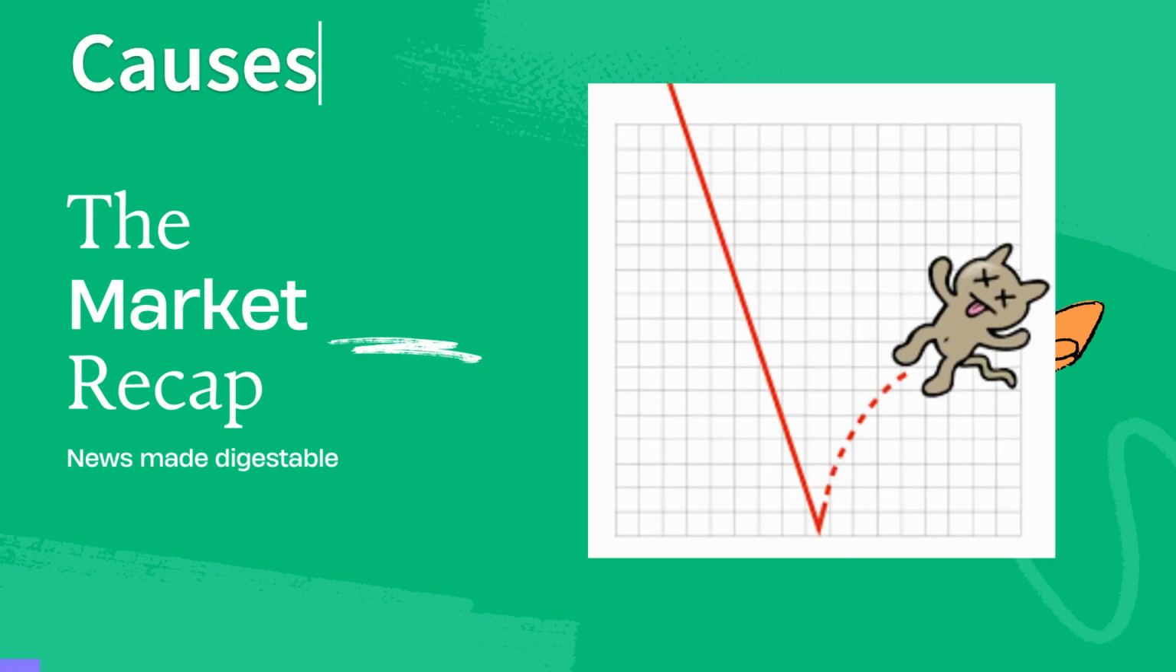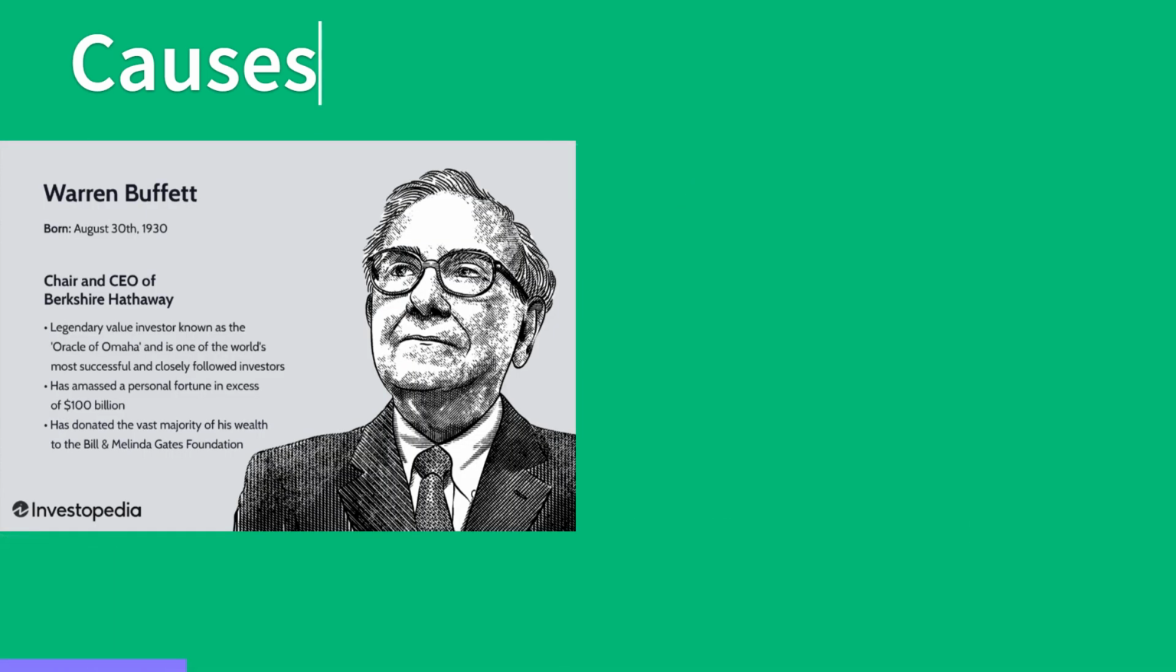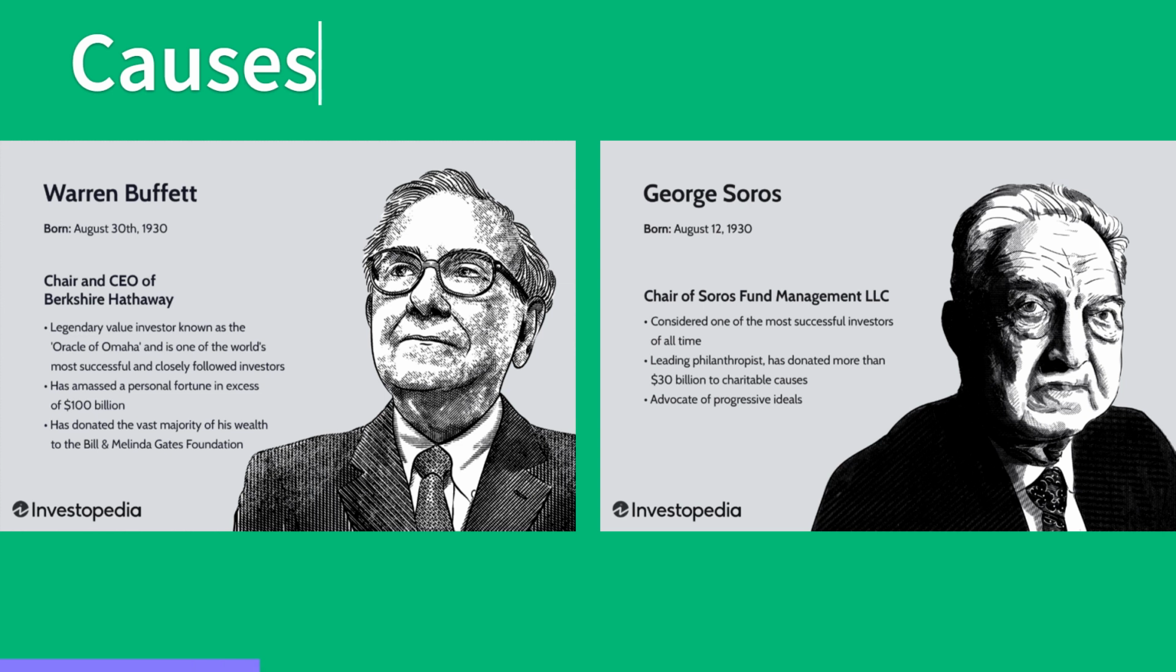So what causes a dead cat bounce? It is usually caused by two types of investors: bargain hunters and short sellers. Bargain hunters are those who buy the stock at a low price, hoping that it has reached its bottom and will soon rise again. Short sellers are those who borrow the stock and sell it at a high price, betting that it will fall further and they can buy it back at a lower price.